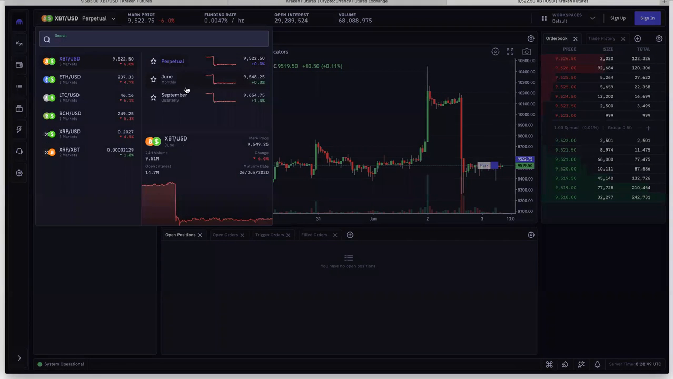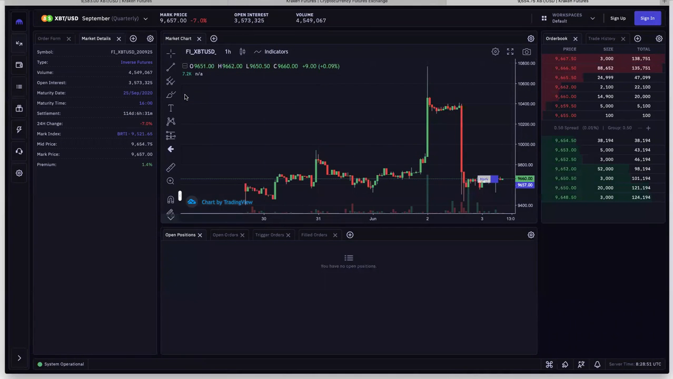Let's look at the September quarterly. Volume on that in trailing 24 hours is $4 million. As you can see, it tends to be much less liquid than the perpetual. And the open interest is about $3.5 million. So there's $3.5 million worth of people long on the September futures, and $3.5 million worth of people short on the September futures contract.